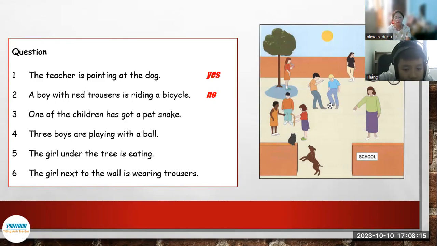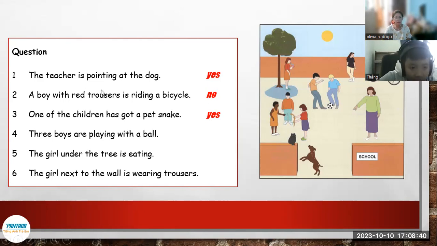One of the children has got a pet. Yes, teacher. Okay, yes. Children. Thang. Children. Next. Four.